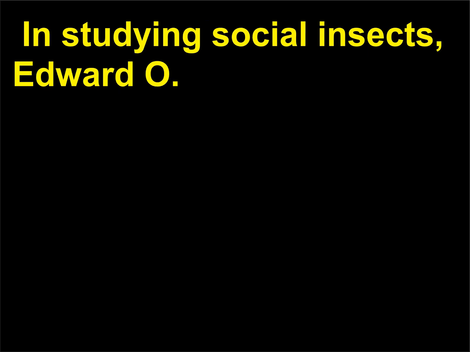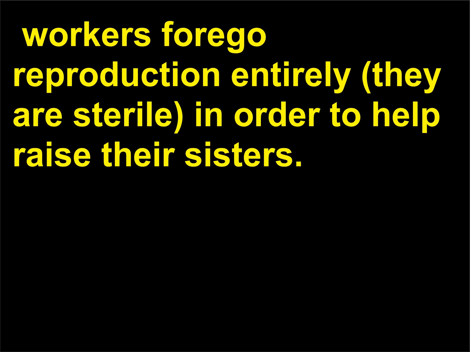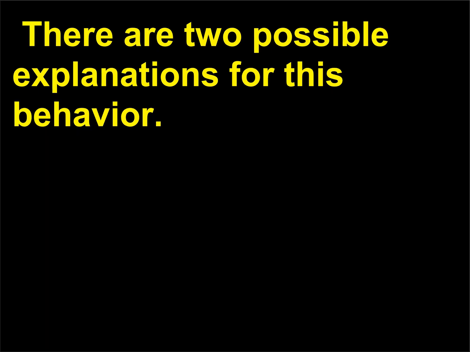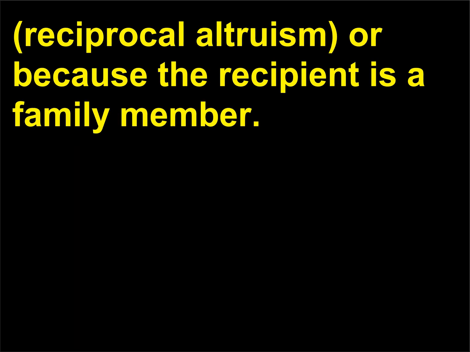In studying social insects, Edward O. Wilson (1929-) found that in many species of social insects, workers forego reproduction entirely, they are sterile, in order to help raise their sisters. There are two possible explanations for this behavior. The donor is performing the act either in hope that the recipient will someday return the favor, reciprocal altruism, or because the recipient is a family member.